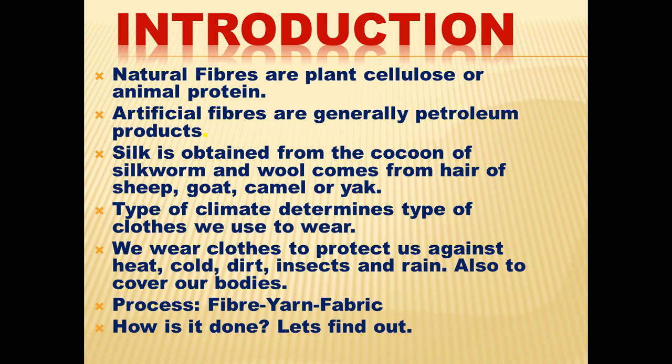Here, natural fibers are either the plant cellulose. Cellulose is a type of carbohydrate, very complex in nature, which is present in the green plants, whereas the fibers which are obtained from animals is actually the protein fiber, which makes up various parts of the body. My dear students, silk is obtained from the cocoon of silkworm, and the wool comes from hair of sheep, goat, camel or yak.